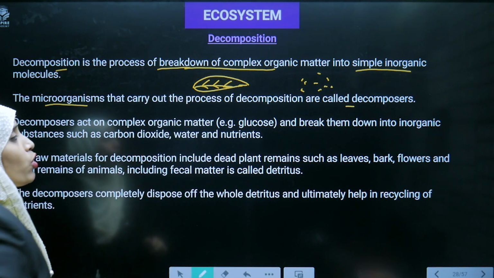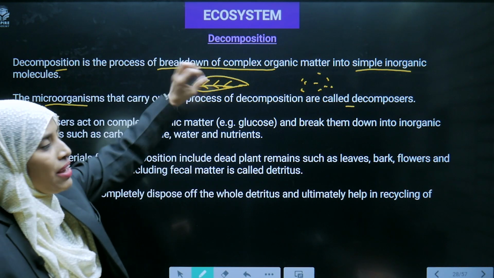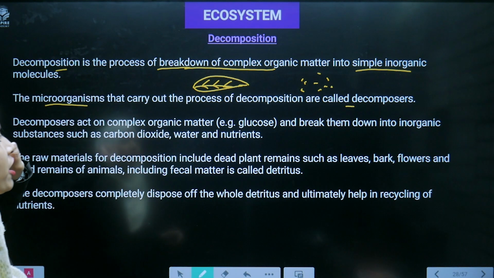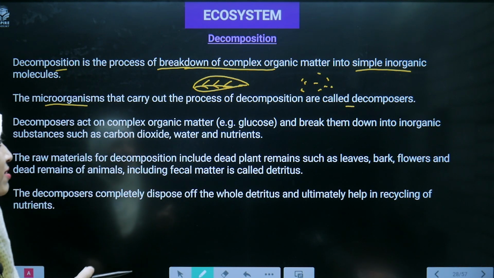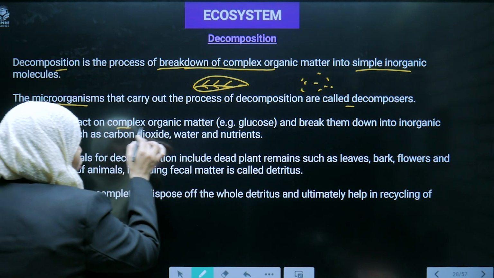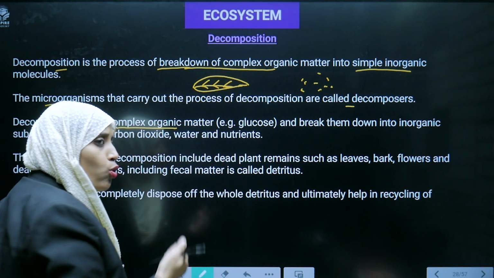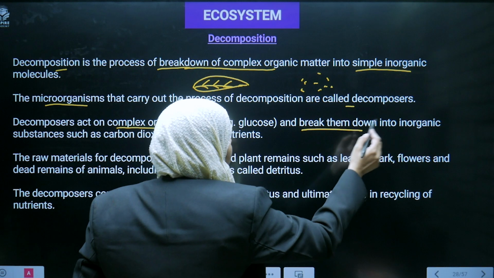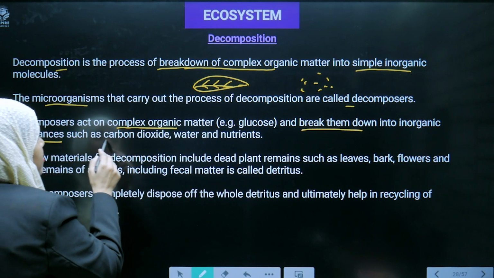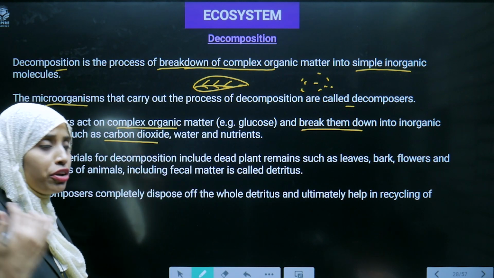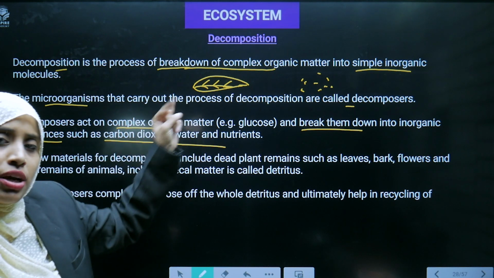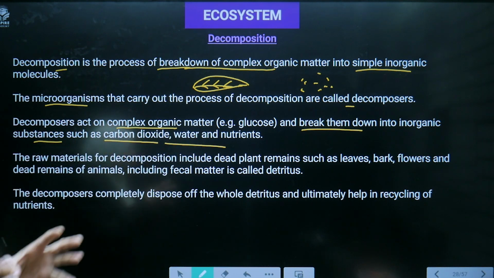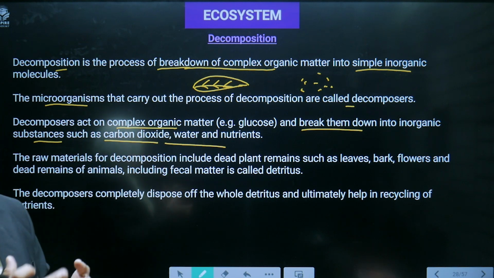So, decomposers, what do they do? They act on this complex substance. Okay, acting on the complex material, they are just breaking it down into simpler pieces. So, they act on complex organic material like glucose, okay, and break it down into inorganic substances like carbon dioxide, water, nutrients. And now, the raw material for decomposition, what does it include?